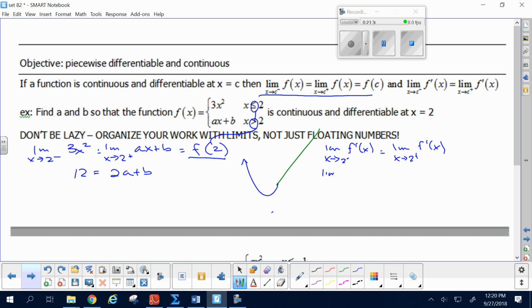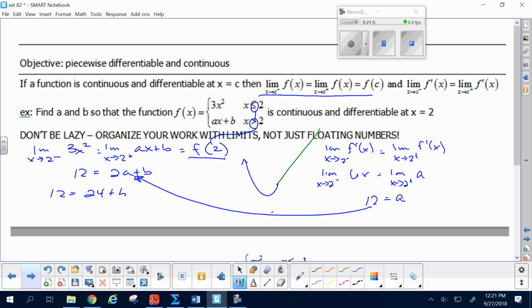What is the left-hand derivative? 6x. What is the right-hand derivative? a. That implies then that at 2, a needs to equal 12. All right, with that then, if a is 12, then in order for the curves to meet, b must be negative 12, right? Yeah. Okay. All right. Are you with me? Okay.